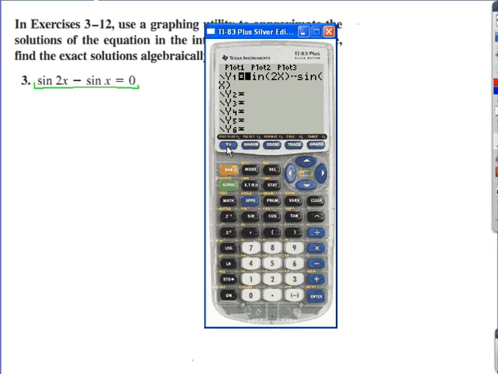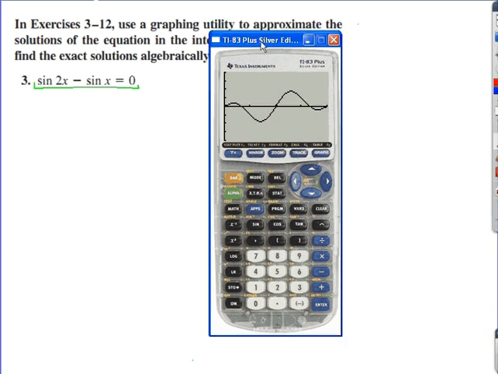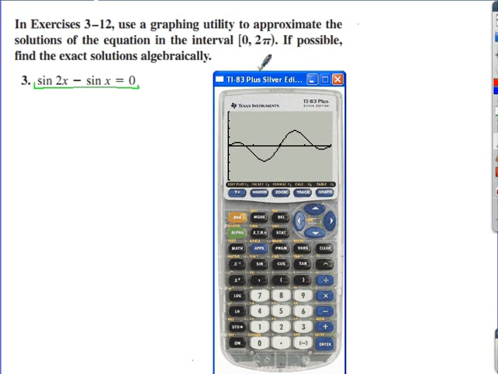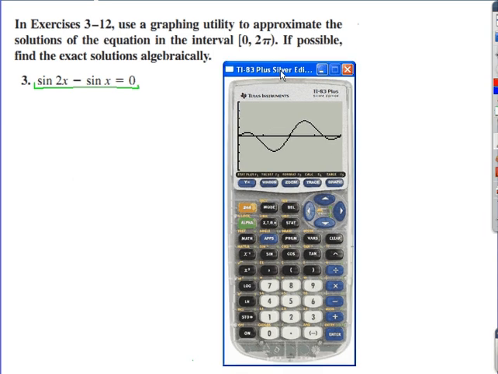We can see I typed in sine 2x minus sine x, and we're looking for where that equals 0. So there's basically a bunch of solutions, one there, one there, one there, one there, and one over here somewhere. Now we're only looking at the interval 0 to 2 pi. So we only go from 0, which is over here, to 2 pi, but we don't include 2 pi. So it's really only this one, this one, this one, and this one. Okay, so let's find out where those are.